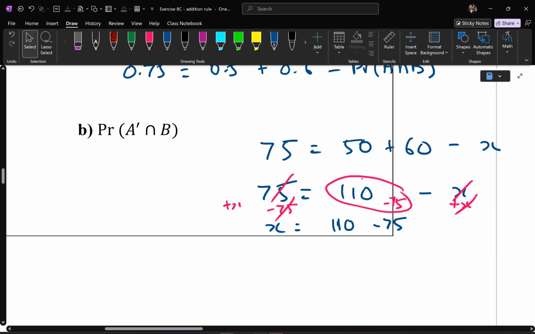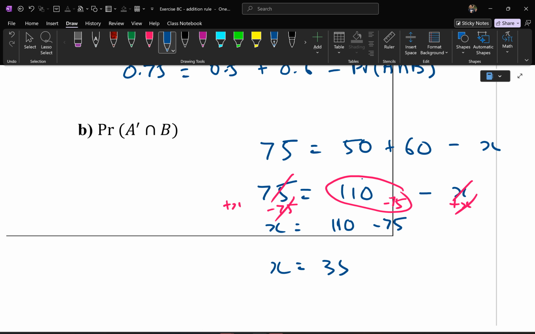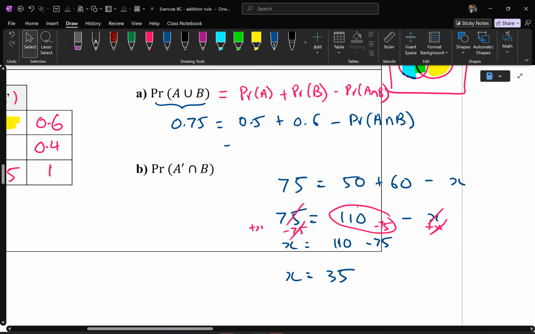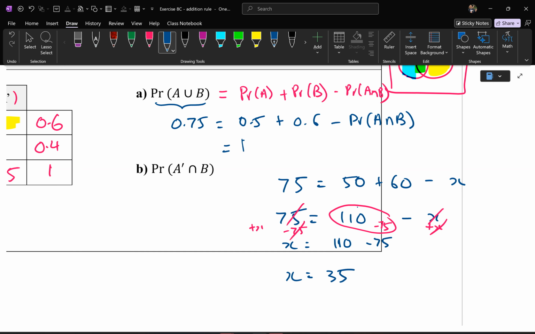And you've got x on this side. So what does this link to? X is equal to 35. Very good. So 35 in terms of decimals or percentage should be... Good. So this now tells me the probability of A intersect B is equal to 0.35.